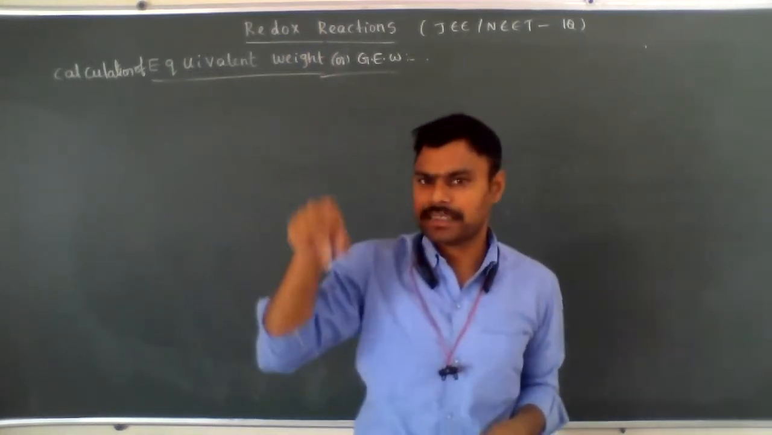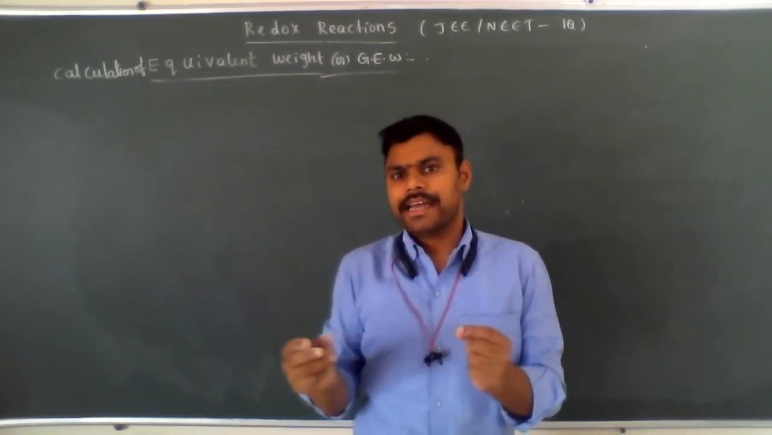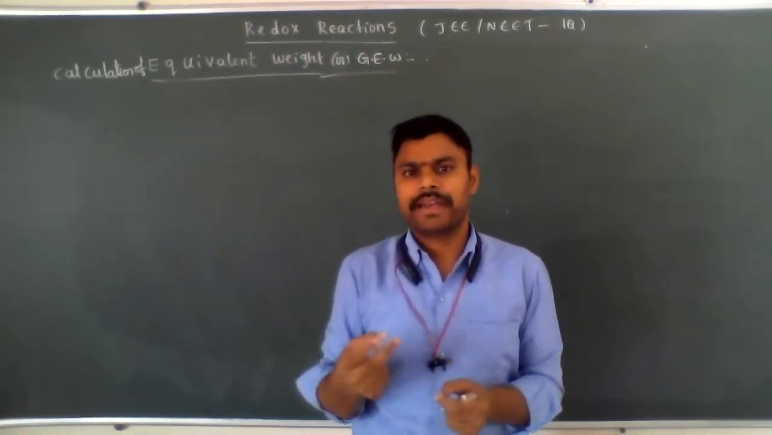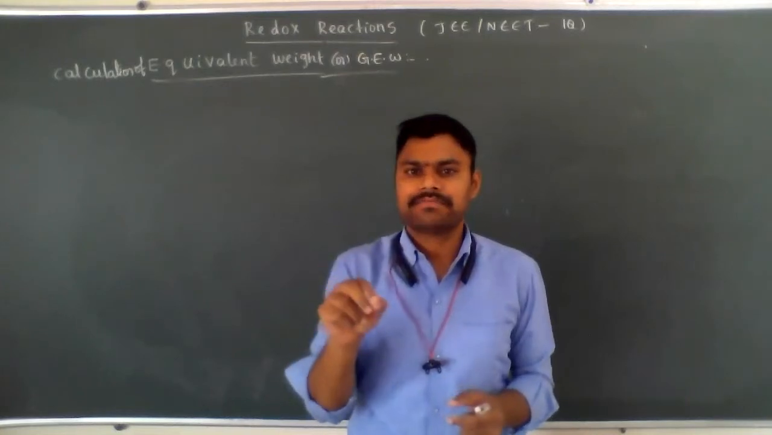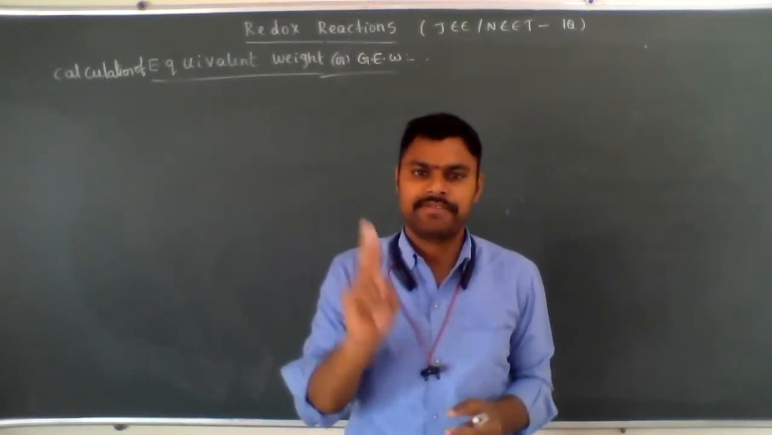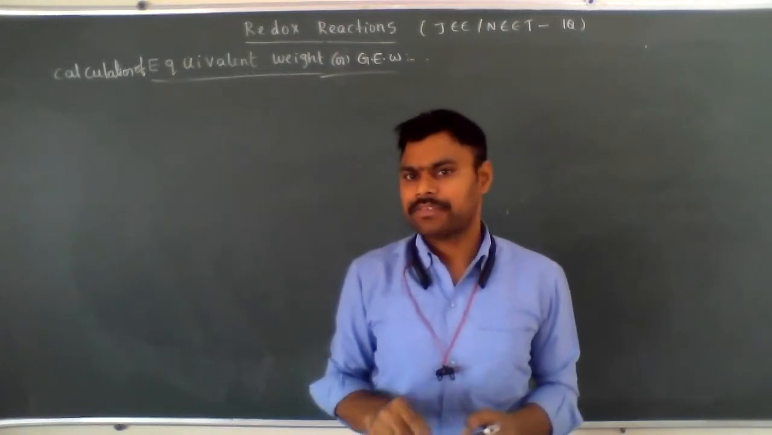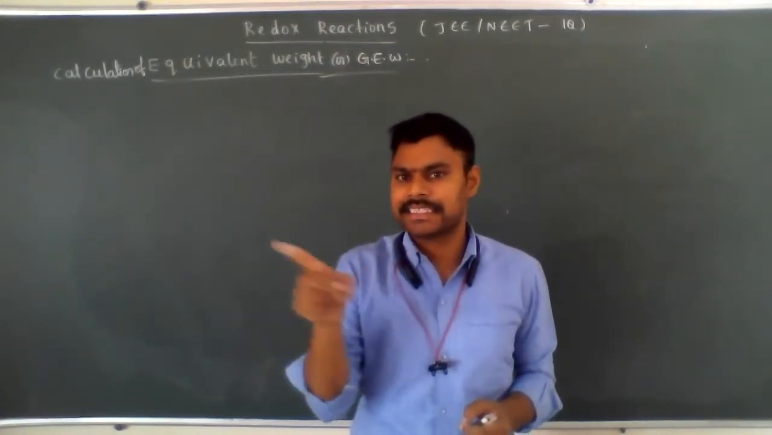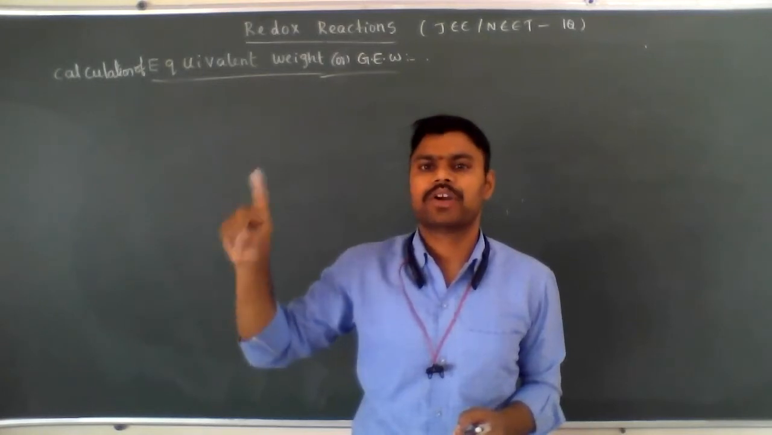Group 16 elements are the oxygen family: oxygen, sulfur, selenium, tellurium, and polonium. In order to get octet electronic configuration, how many electrons are required? 2 electrons are required. That's why oxygen atom valency is 2, or N factor value is 2. Oxygen atomic weight is 16. 16 by 2 is equal to 8.